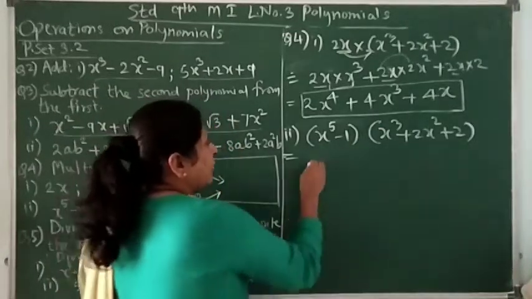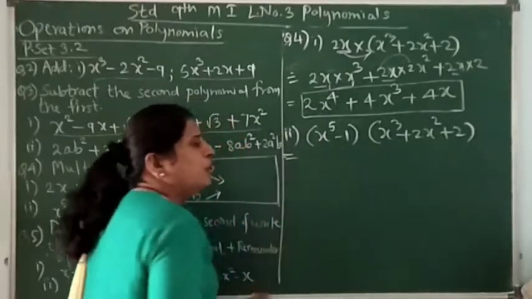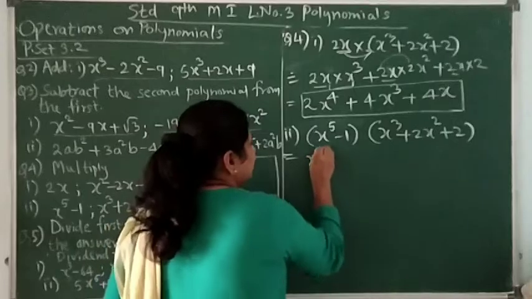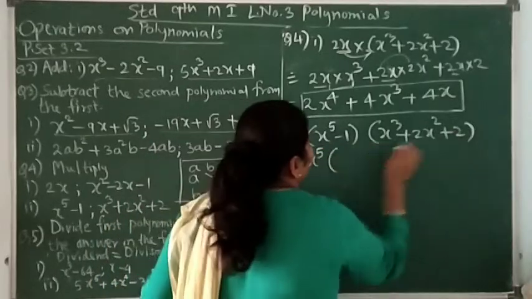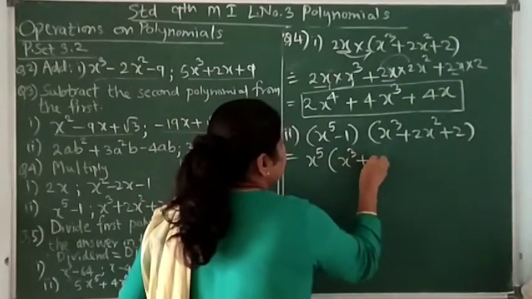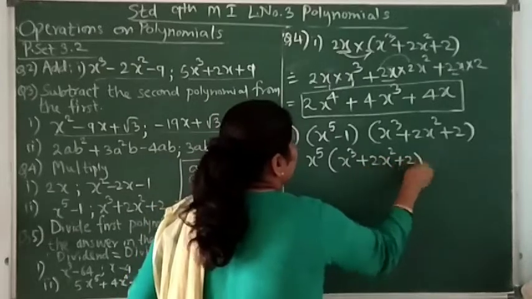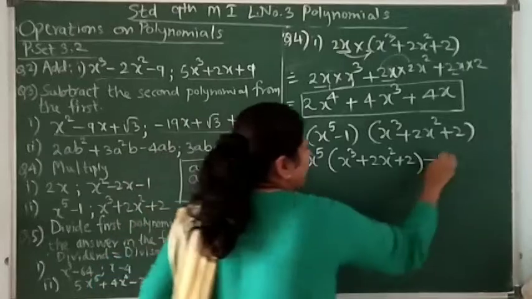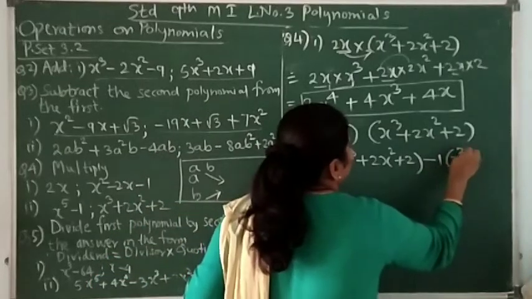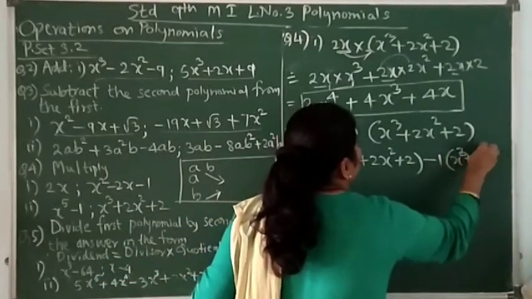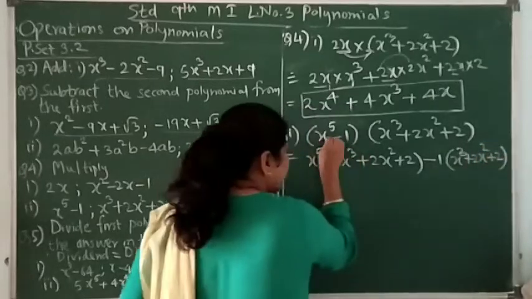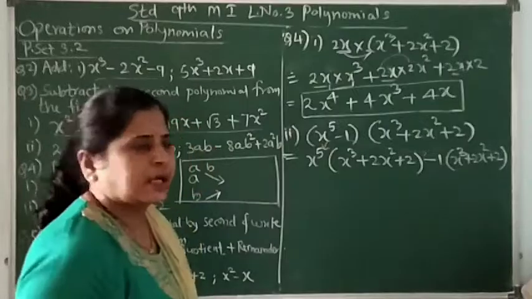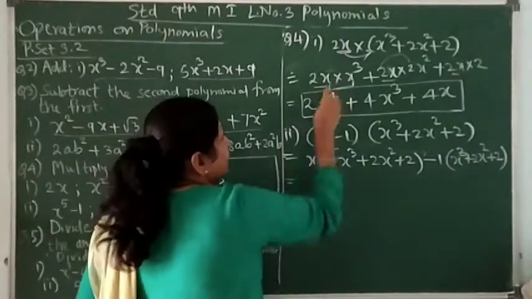So whenever we have to, split the smaller bracket. Binomial, 2 terms in the smaller bracket, split it, take the first term x to the power 5, and multiply the whole bracket, x cubed plus 2x square plus 2. Now what is the remaining term here? It is minus 1. Write this remaining term and multiply the whole bracket again, x cubed plus 2x square plus 2. So we have split this term here and this here, and we will multiply with the second bracket. Now just do it like this, only monomials.